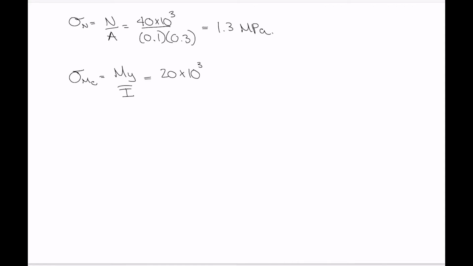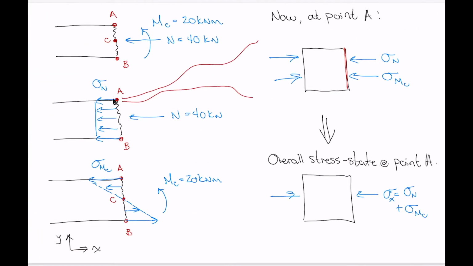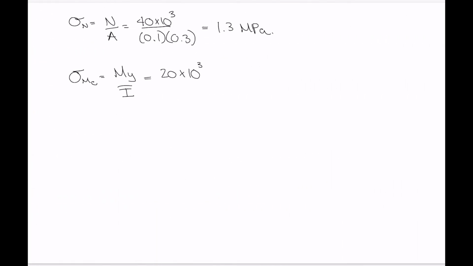And then sigma mc is given by My over I, and here internal moment 20 kilonewton meters, 20 times 10 to the 3. Distance y, distance from the axis of bending to the point that we're calculating our stress at. So we're going from that point up to there. That's half the height of the cross section, 150 millimeters, 0.15, divided by I, 1/12 base times height cubed. Okay, what did that give me? That gave me 13.3 megapascals.